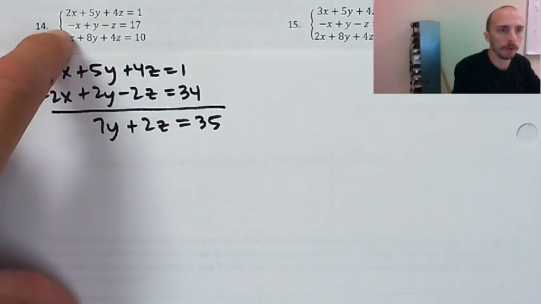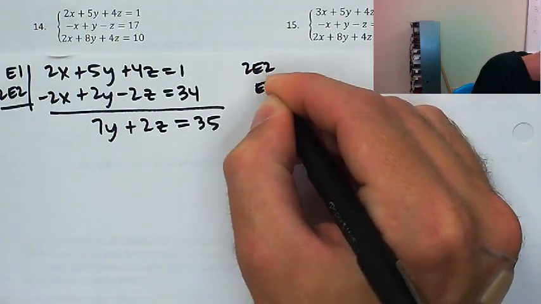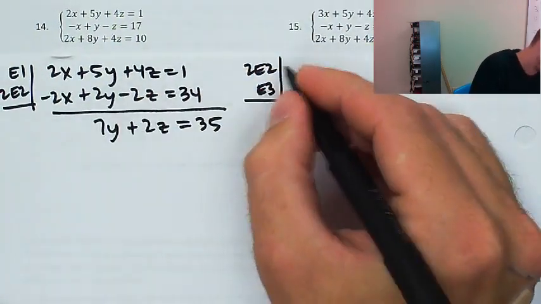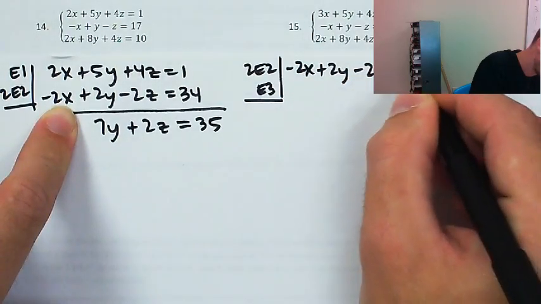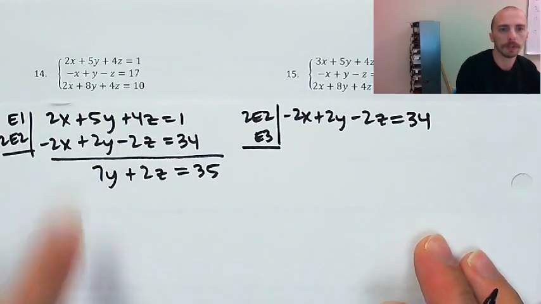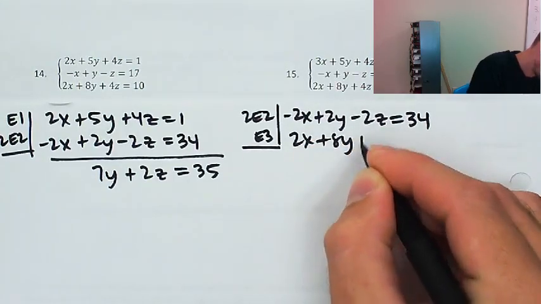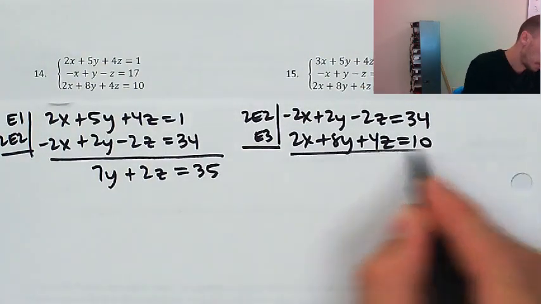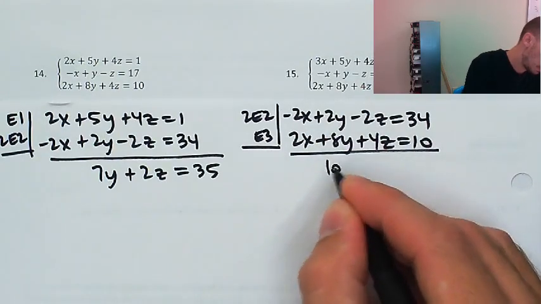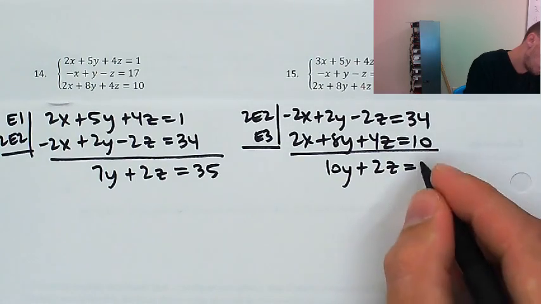Then I'm going to need to have 2 of equation 2 and add that to equation 3. Luckily, I already did 2 of equation 2, and I can just copy from over here, negative 2x plus 2y minus 2z equals 34. And I feel like, yeah, that's not in a place where you can see it. Okay, and then equation 3 is 2x plus 8y plus 4z equals 10. Yeah, I've just copied directly. And now I'm going to add down 0, 10y plus 2z equals 44.